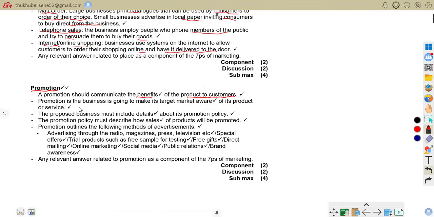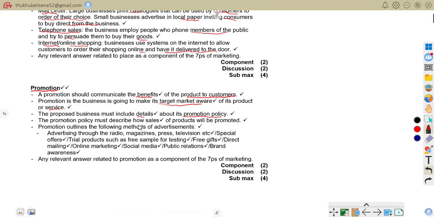Promotion is how the business makes its target market aware of a product or service. So we are letting our target market be aware of the products or services that the business is offering. The proposed business must include the details about its promotion policy. So in your business plan, you should also include the promotion policy that the business is going to make use of.